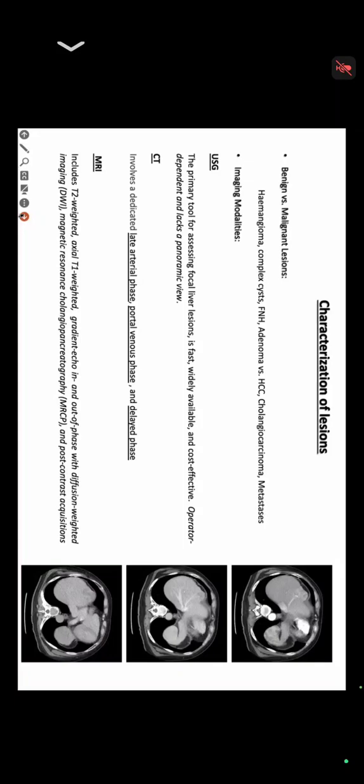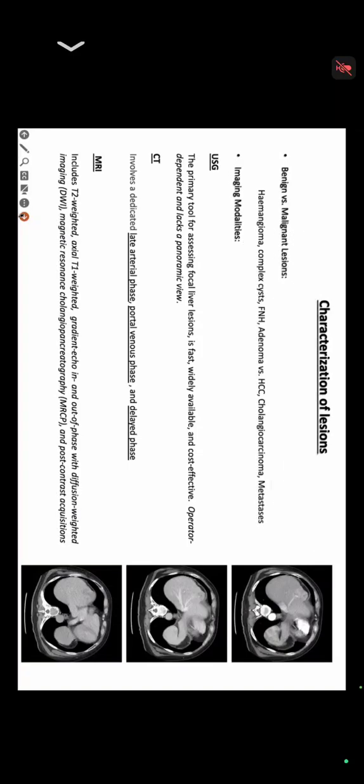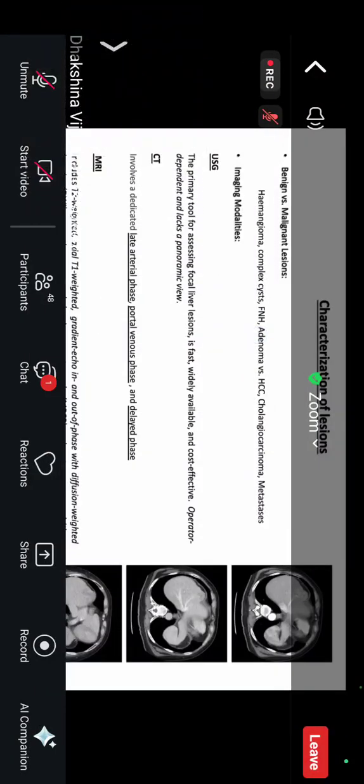in terms of liver imaging, we need three phases: late arterial phase, portal venous phase, and delayed phase. It is based on the timing of contrast. So the portal phase is around 60 to 90 seconds. The delayed phase is up to 5 minutes. Coming to MRI, it includes T2 weighted and axial T1 weighted images, also in and out of phase, with diffusion weighted imaging, and MRCP with post-contrast acquisitions.